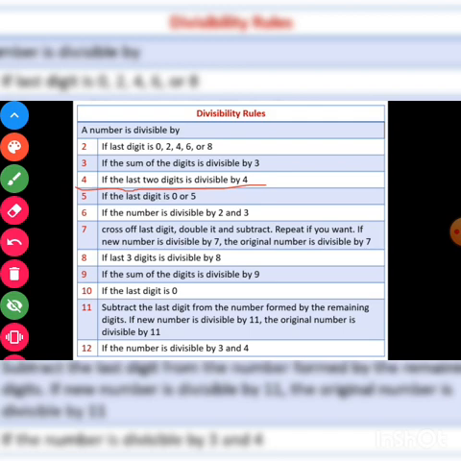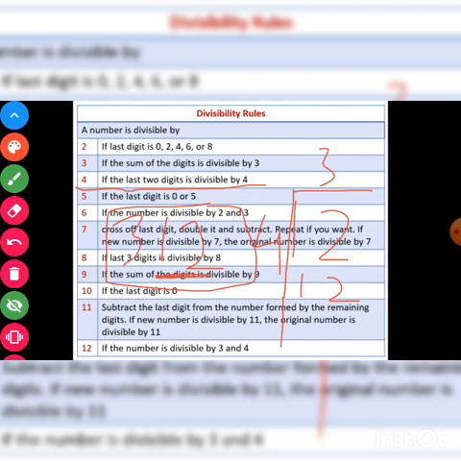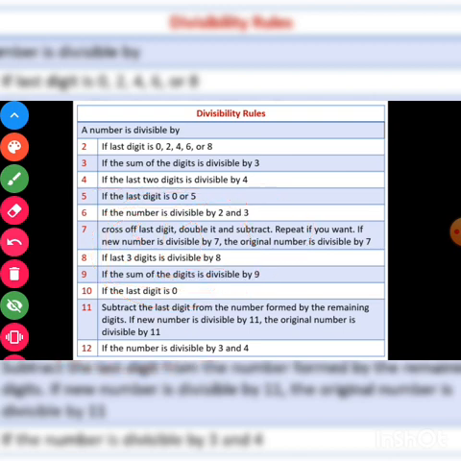Another example, 312. Now for the divisibility test of 4, what we used to do? Let us take the last 2 digits. The last 2 digits are 12. Now divide this 12 by 4. Is it completely divisible? Yes. 12 is completely divisible by 4. That means the number 312 is divisible by 4. I hope you have understood how to find out the divisibility test of 4.